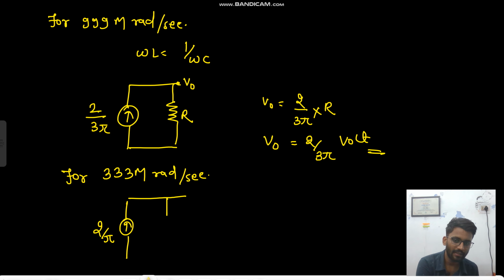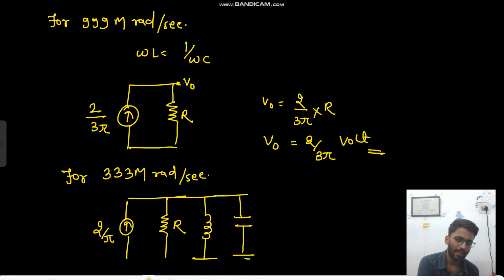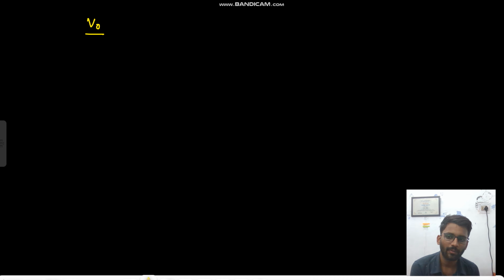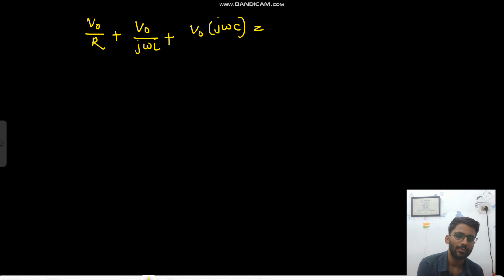So at 333 mega radian, you will have the component R in action. You will also have L in action, right? You will also have C in action, right? All the components you will have, and 2 by pi current will be flowing, and this is V naught. Okay, so this is L and this is C. So what you can write is V naught by R plus V naught by j omega L plus V naught into j omega C is equal to 2 by pi, right? So V naught by R is 1, V naught by j omega is, what is omega here?